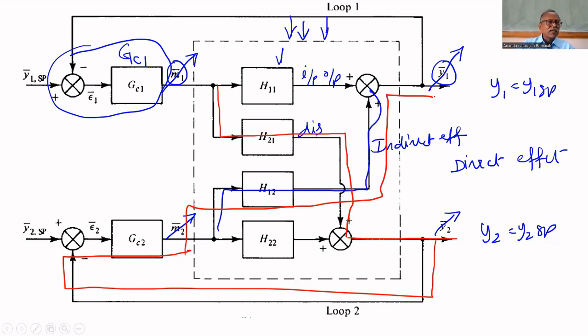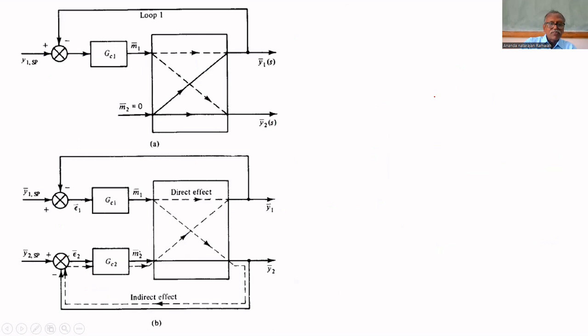This indirect way is because of interaction, because y1 and y2 are interacting. That's why y2 is having some deviation because of interaction. That is the indirect effect. The direct effect is mentioned here.